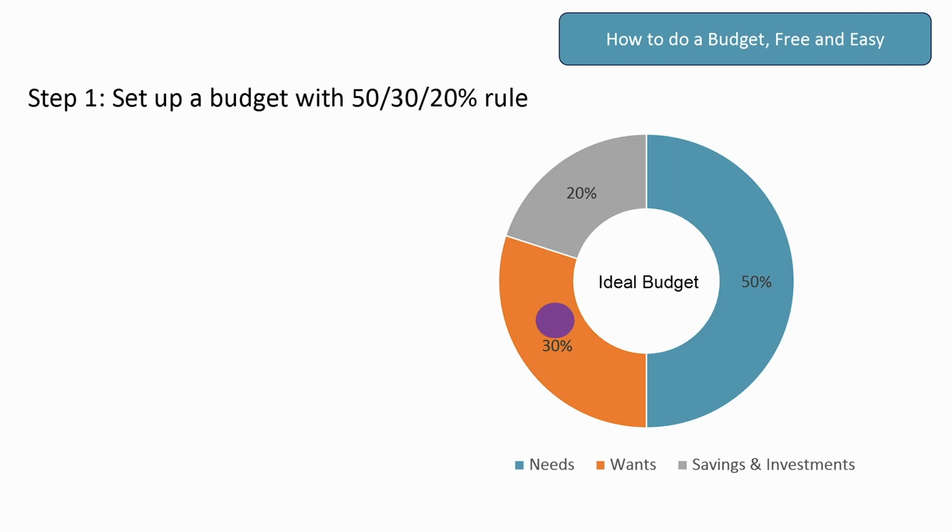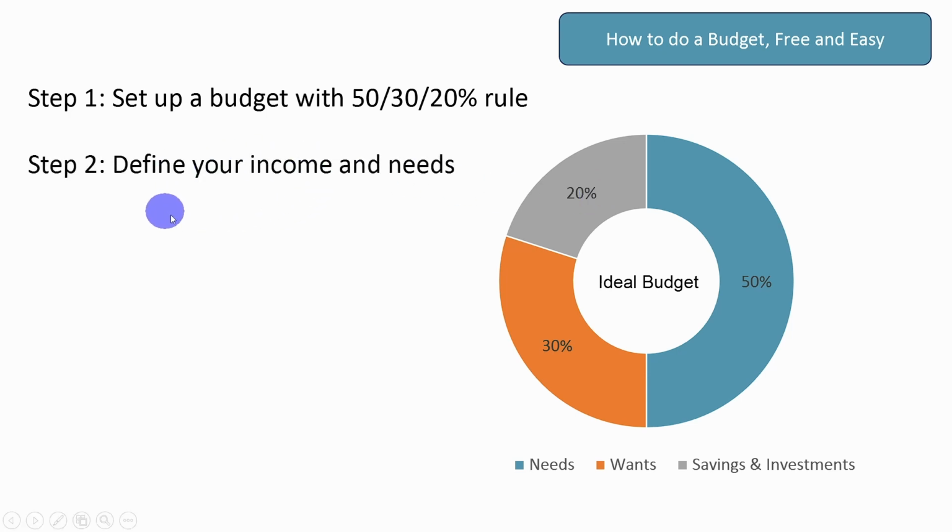Now, first of all, we need to set up our budget with the 50-30-20% rule. So what is this rule, you may ask? This is where we allocate our income into 50% needs, 30% wants, and 20% savings. Then the next step is to define your income and needs.